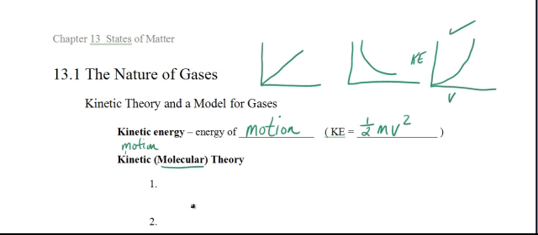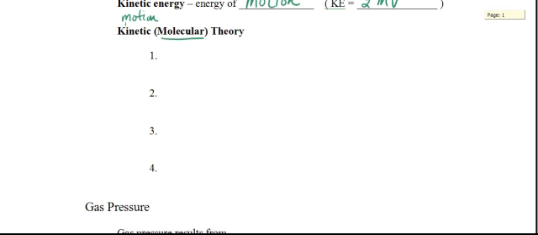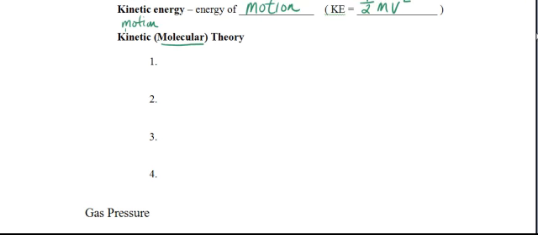So let's unpack what this theory is. Now remember, a theory or a model is a set of assumptions that describe how or why something occurs. So we're going to go through a set of assumptions that explains why gases behave the way they do, and then we'll transfer that to the other states of matter. Alright, so scrolling down here. Okay, kinetic theory. In our textbook, it divides it out into 4 main points, although other textbooks will divide it into different numbers of points.